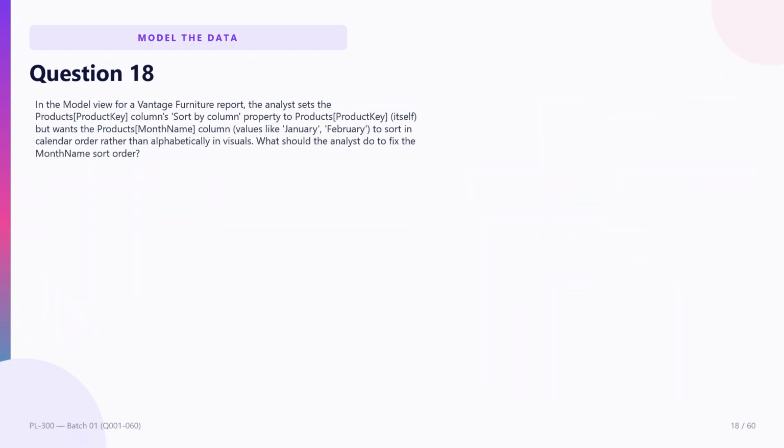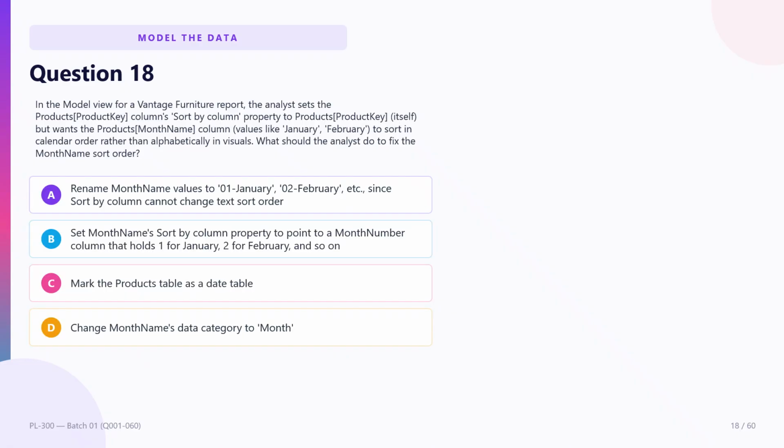Question 18. Model the data. In the model view for a Vantage Furniture report, the analyst sets the Products Product Key column's sort by column property to Products Product Key itself, but wants the Products Month Name column values, like January, February, to sort in calendar order rather than alphabetically in visuals. What should the analyst do to fix the month name sort order?